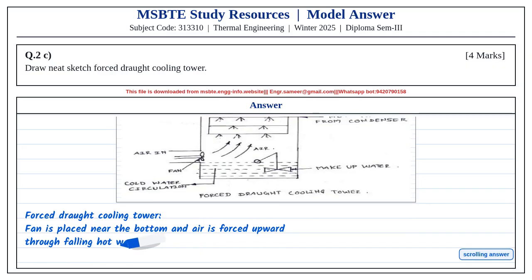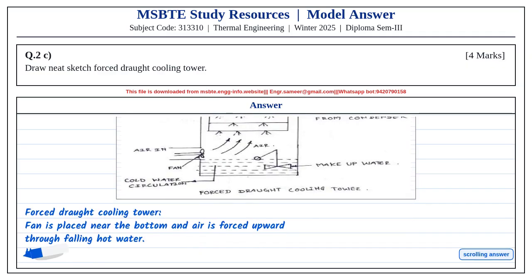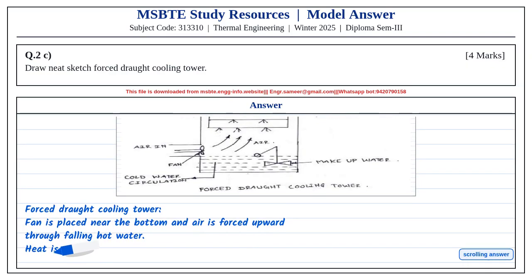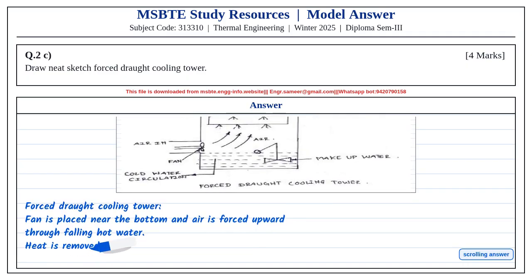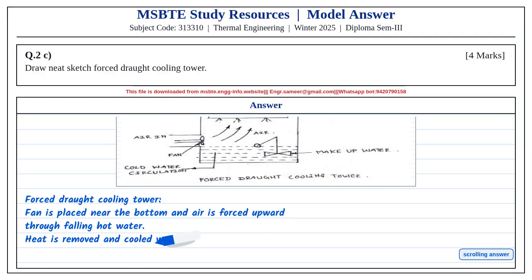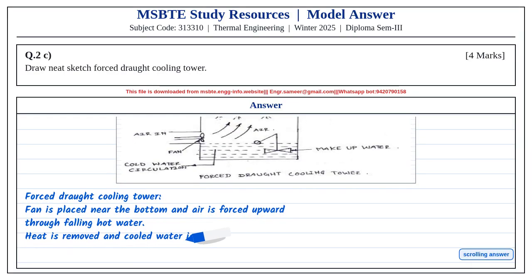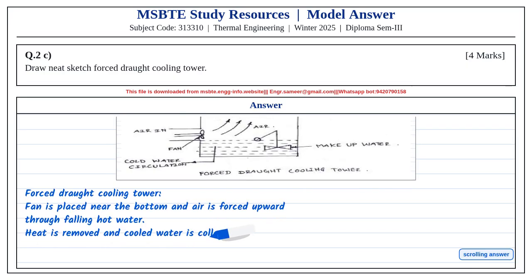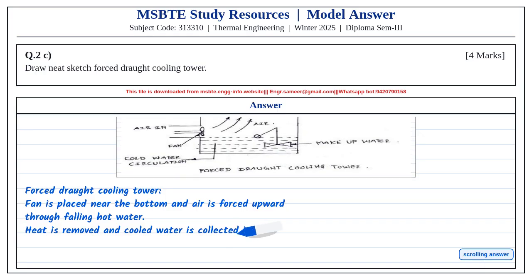Now let us read the answer. In forced draught cooling tower, fan is placed near the bottom and air is forced upward through falling hot water. Heat is removed and cooled water is collected in the tank.